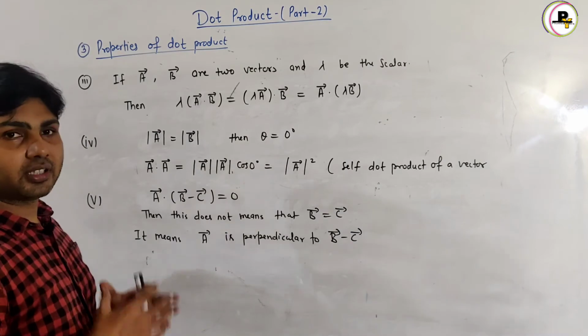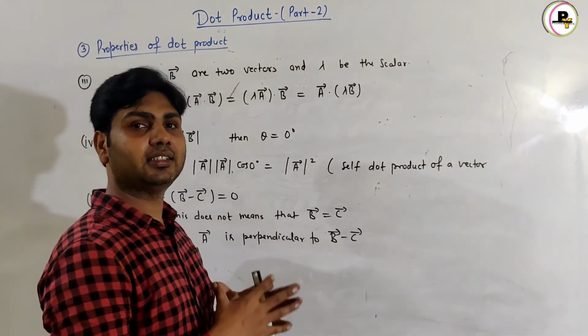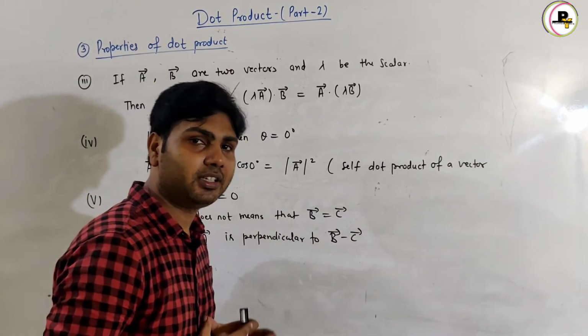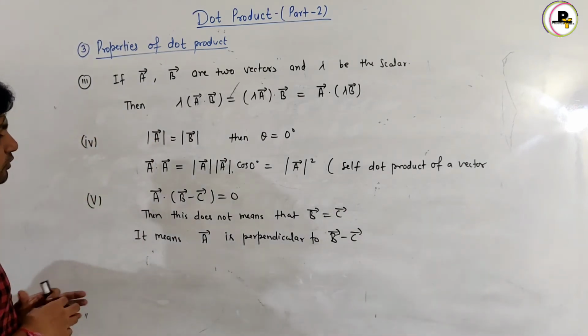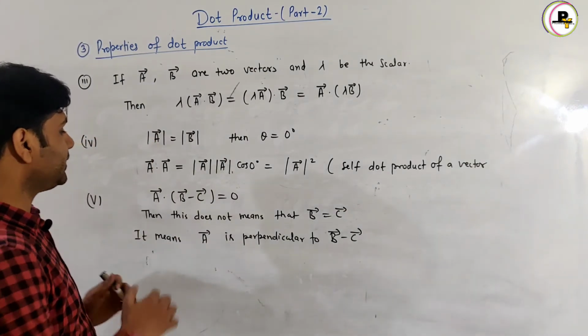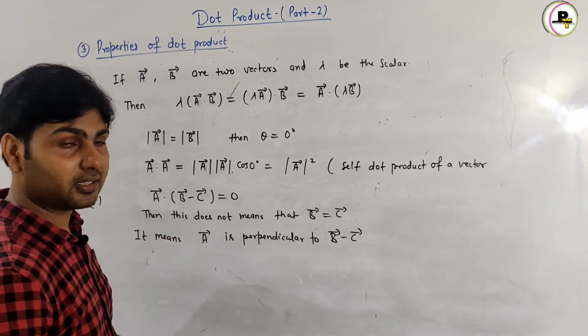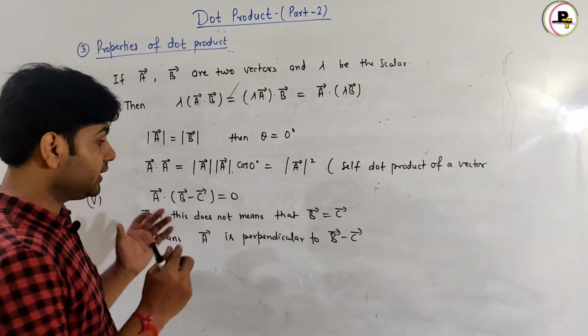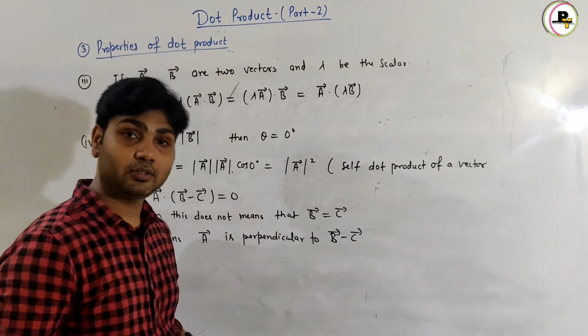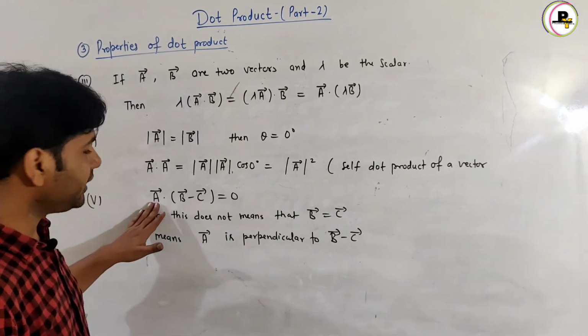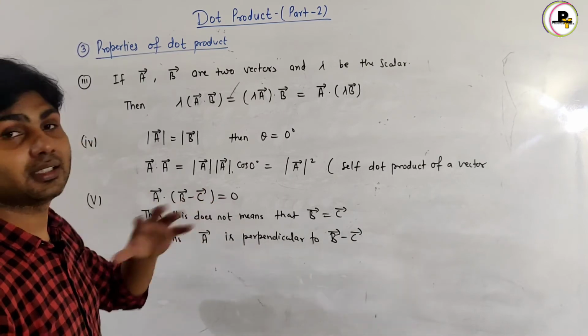And the fourth property is what? If I take the self dot product, then it is equal to the square of the magnitude of that vector. And the fifth property is what? If I take the dot product of A vector with (B vector minus C vector), and if it is equal to 0, then it does not mean that B vector is equal to C vector. It means that vector A is perpendicular to B vector minus C vector.